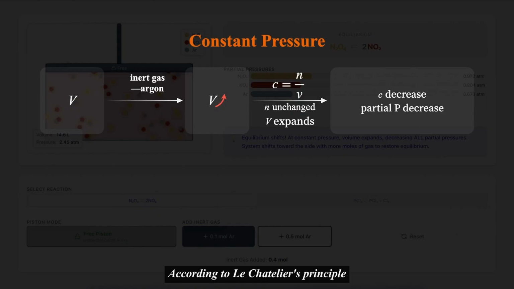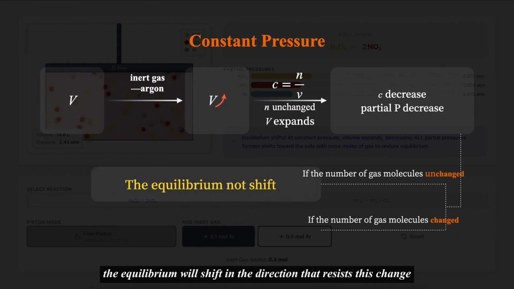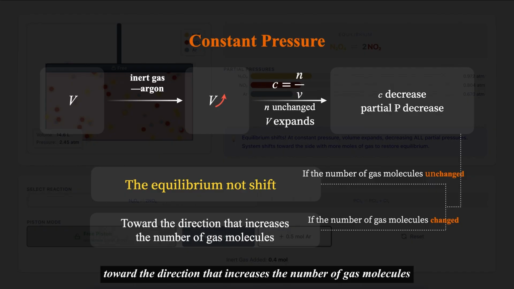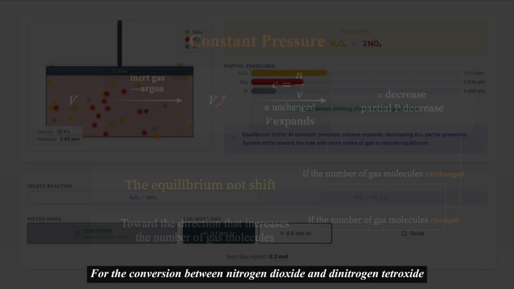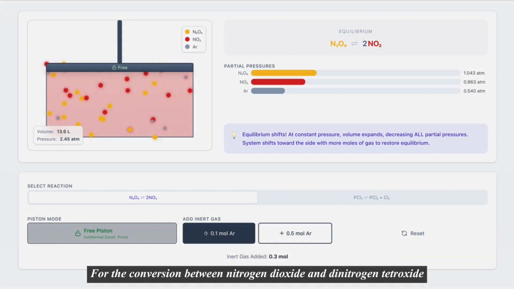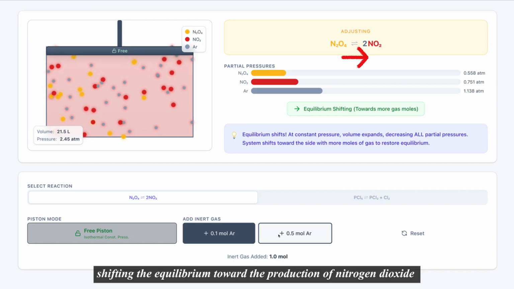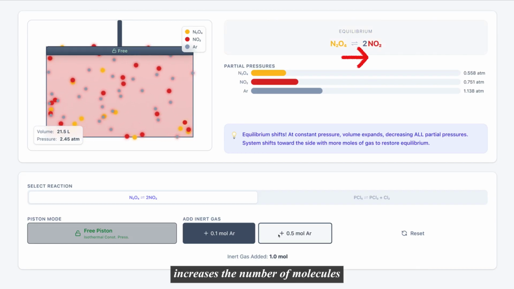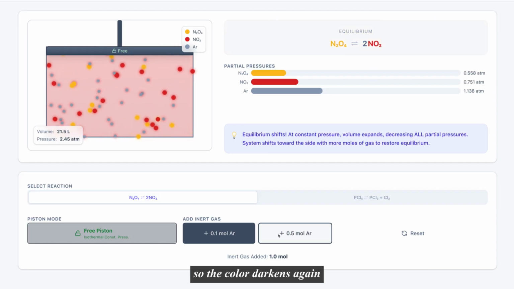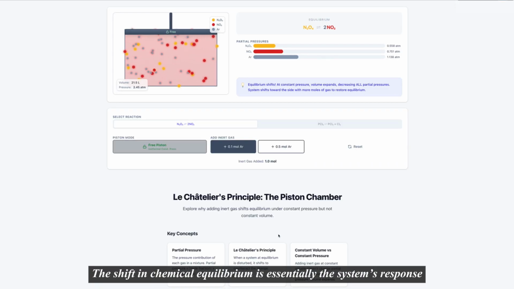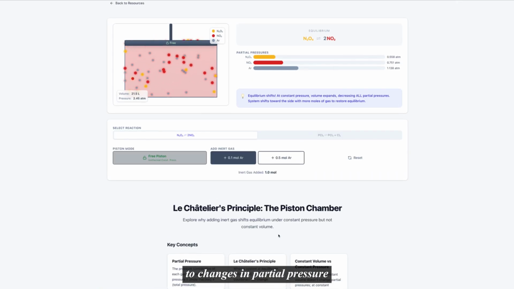According to Le Chatelier's principle, the equilibrium will shift in the direction that resists this change, that is, toward the direction that increases the number of gas molecules, trying to compensate for the pressure change. For the conversion between nitrogen dioxide and dinitrogen tetroxide, shifting the equilibrium toward the production of nitrogen dioxide increases the number of molecules, so the color darkens again. The shift in chemical equilibrium is essentially the system's response to changes in partial pressure.